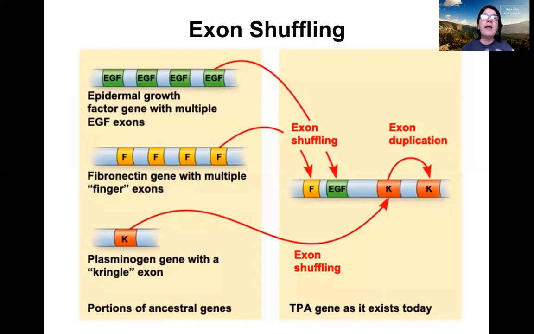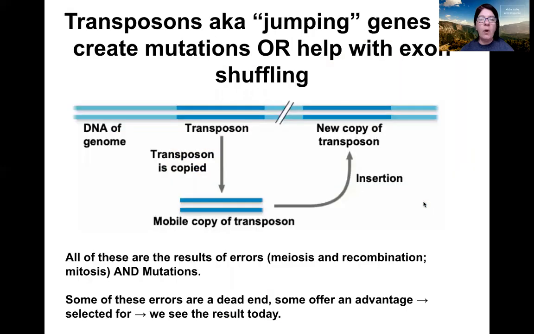Now, there's also something called exon shuffling, which is literally recombining the exons, which are the coding regions of a gene, and creating brand new genes. And here the example is shown of the TPA gene, which is a kind of shuffle from a gene called the epidermal growth factor gene, the fibronectin gene, and a plasminogen gene. So you see how exons from these three genes were shuffled and assembled in a different way to create a whole different gene, okay?